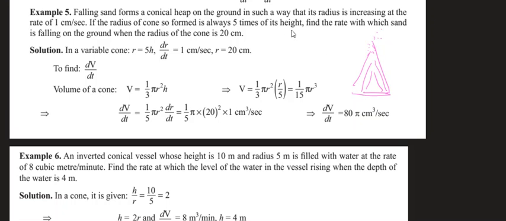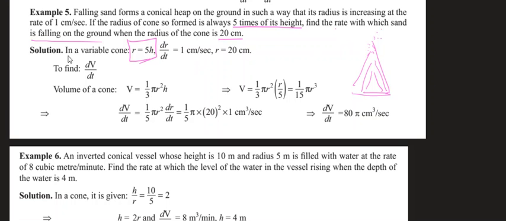Now the radius of the cone formed is always 5 times its height. So they are given the relationship as r is equal to 5h. So you must utilize this, that is a ratio effectively. And find the rate of sand falling when the radius of the cone is 20 centimeter. So find the rate with which the sand is falling, which is nothing but the volume change, is it not?